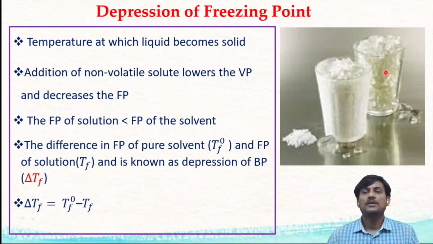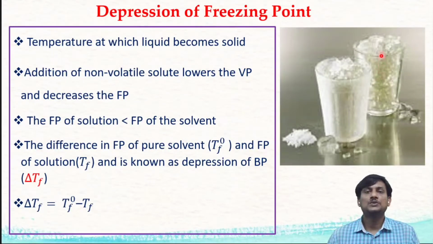It is due to a weakening of intermolecular forces between water molecules due to interference of Na+ and Cl- ions which are present in the salt. It means when you add a non-volatile solute such as sodium chloride, there is a weakening of intermolecular forces due to interference of Na+ and Cl- ions. So at 0 degrees centigrade, it is in a liquid state.